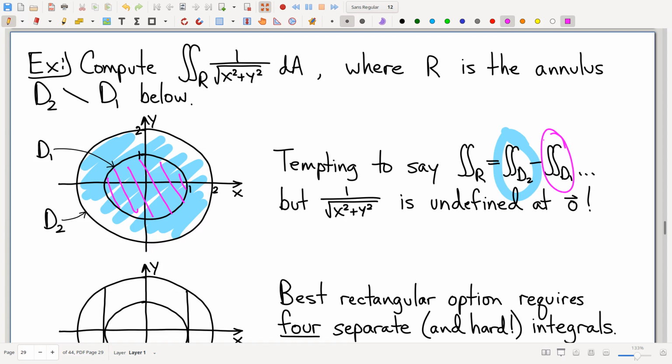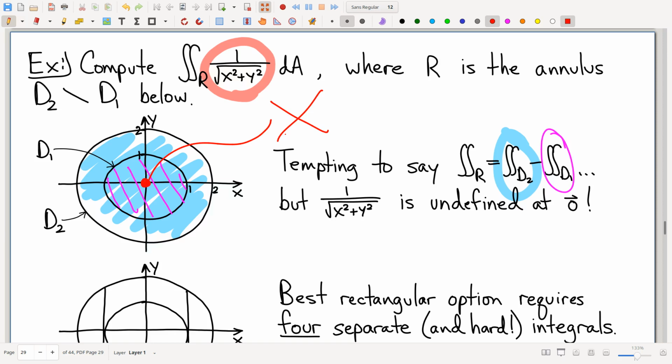So, yeah, that doesn't work. Doesn't work at all because of what the integrand is. Our integrand here is undefined at the origin. Right? It has a nasty singularity at the origin. It approaches infinity, right, at the origin.